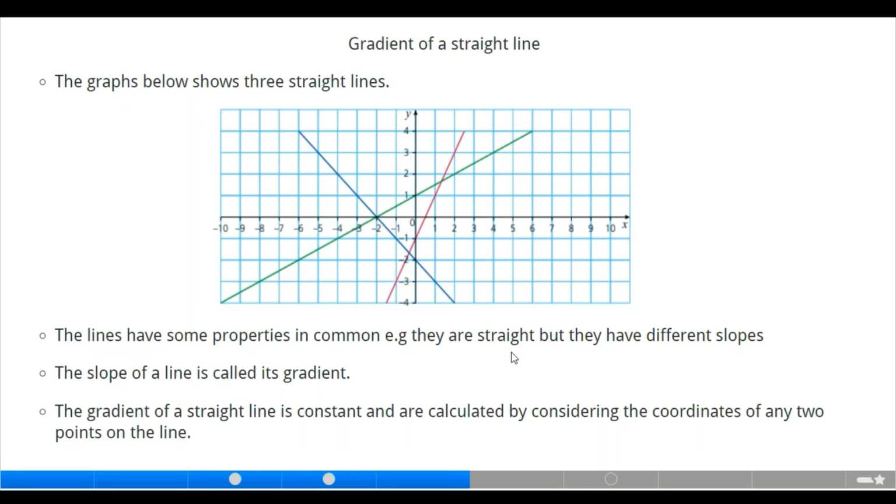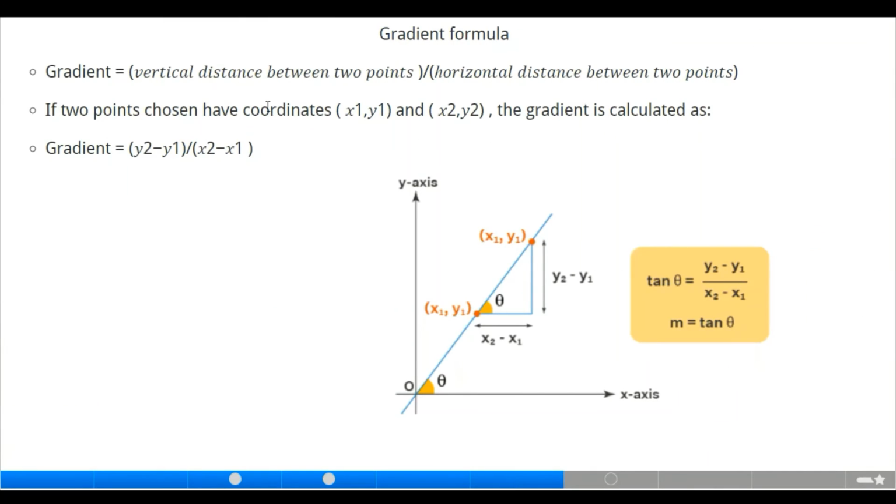The gradient of a straight line is constant and is calculated by considering the coordinates of any 2 points on the line. That is, we are to calculate our gradient by considering the y-axis point and the x-axis point on any given graph. Okay, now let's look at the gradient formula that we have here. If you want to calculate gradient, the formula is what? The vertical distance between 2 points, that is the coordinate points, divided by the horizontal distance between those 2 points.